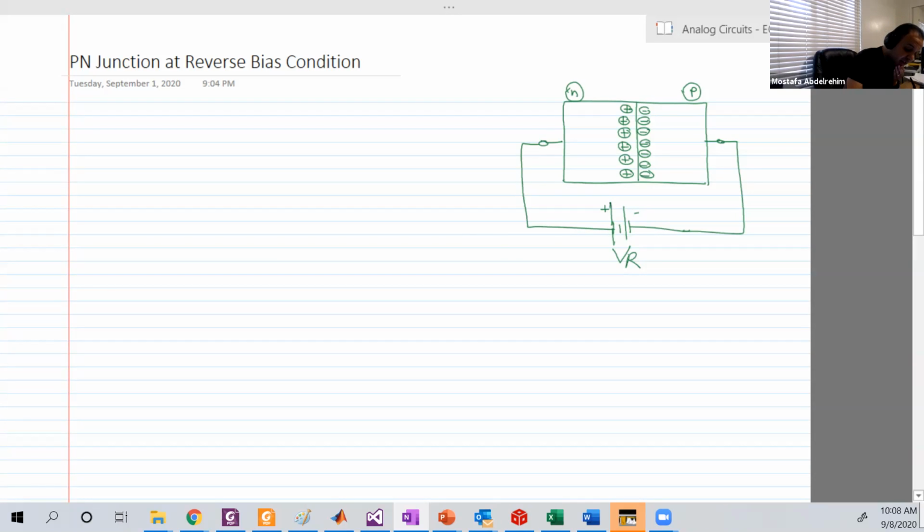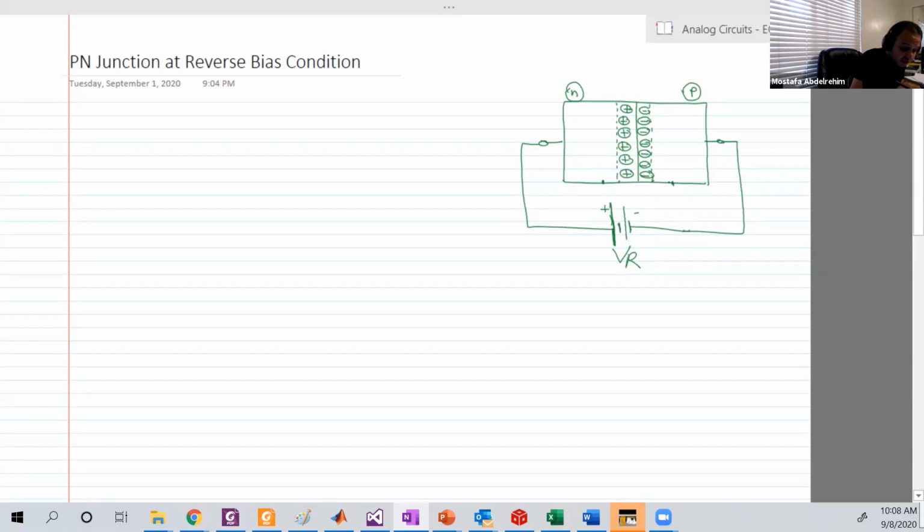Basically, since there is a positive here and a negative on the other side, this will increase the depletion region. For example, before connecting this, it was like this, between only these two points. After connecting the V reverse, it will increase further to this new point.